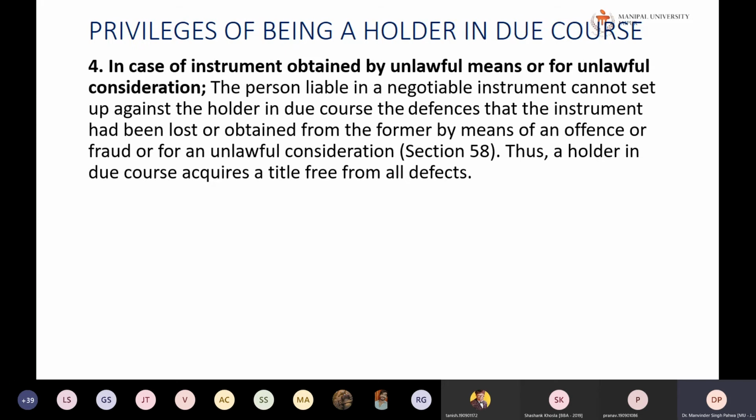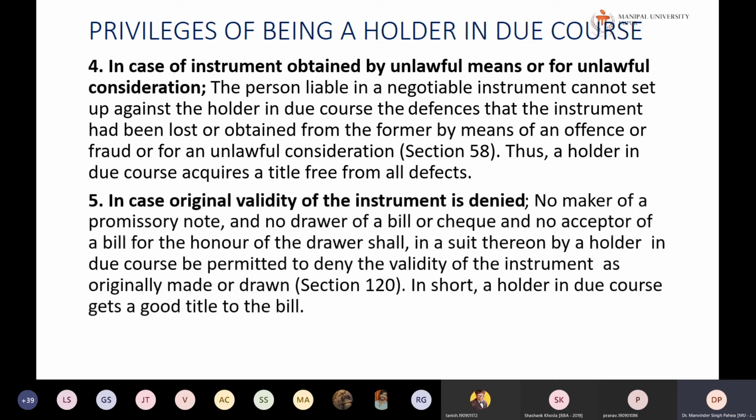So a holder in due course acquires a title free from all defects, because he has received the instrument believing that the instrument is true. Next is in case of original validity of the instrument being denied. No maker of a promissory note, bill or cheque, and no acceptor of a bill for the honour of the drawer, shall in a suit thereon by a holder in due course be permitted to deny the validity of the instrument as originally made or drawn.